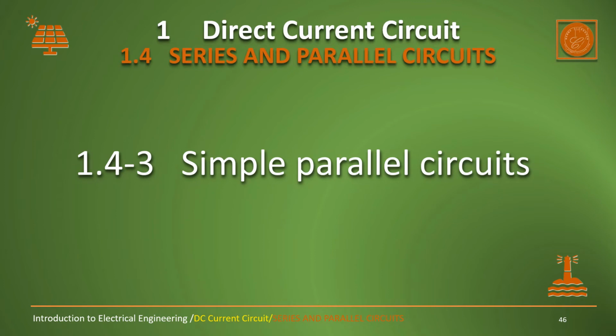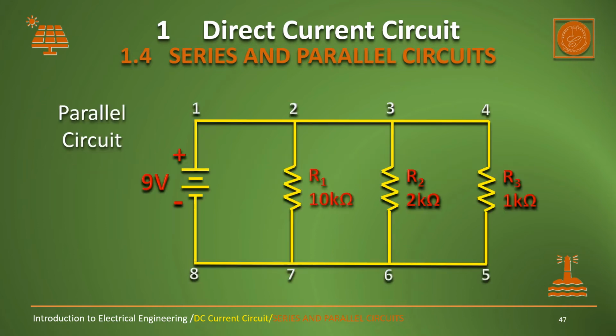1.4-3 Simple parallel circuits. Let's start with a parallel circuit consisting of 3 resistors and a single battery. This is the battery. This is R1 with 10 kilo ohm. This is R2, 2 kilo ohm. This is R3, 1 kilo ohm. We already know these points are electrically common points, and those points are electrically common points too. So all the resistors are between the two common points. This is a parallel circuit.